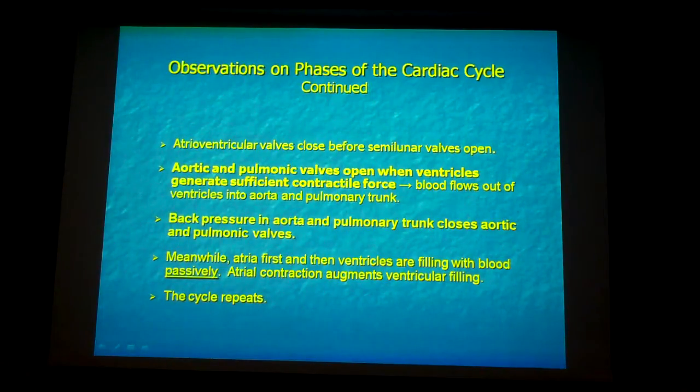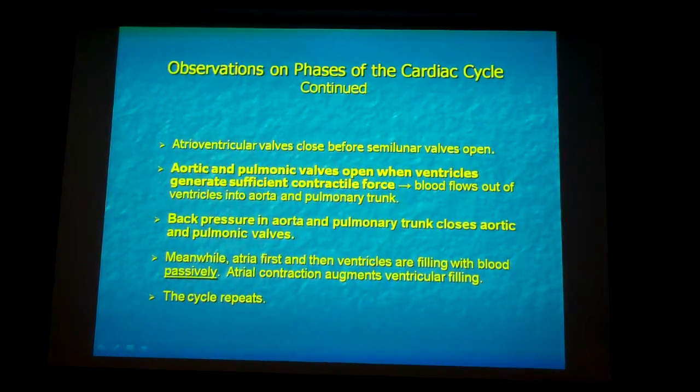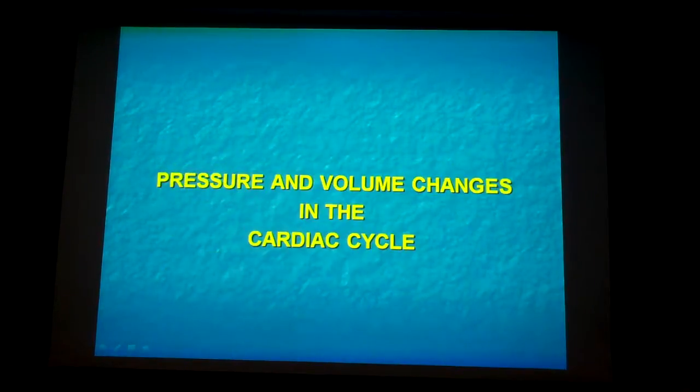All righty. Now what closes the aortic and pulmonary valves? Back pressure, exactly. And then, of course, we noted that the ventricles are going to fill passively with blood before the next beat, and they're going to get that extra little squirt of blood when the atria contract, so that they get the full volume of blood from the atria into the ventricles before they contract, and then the cycle repeats.